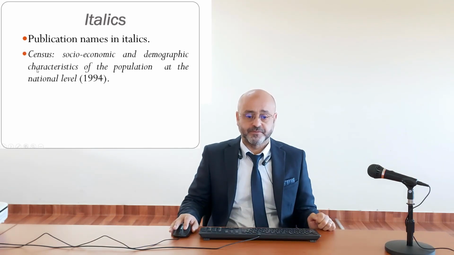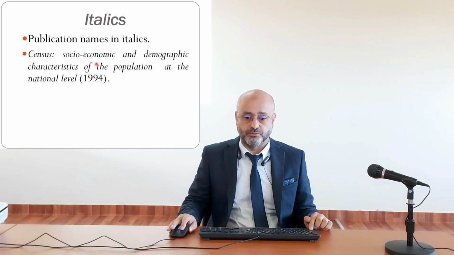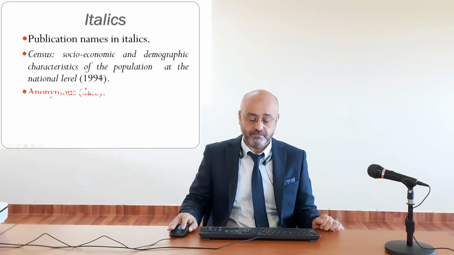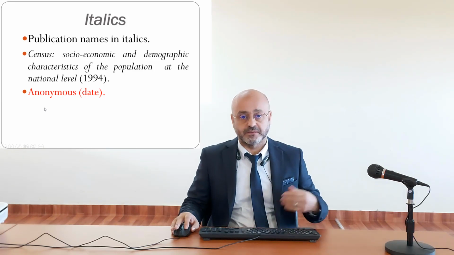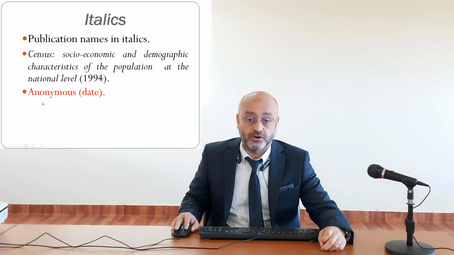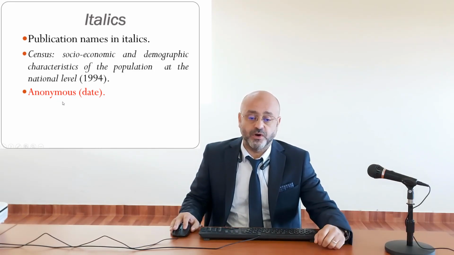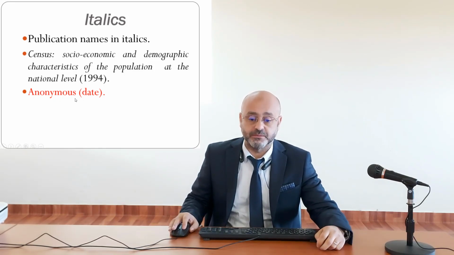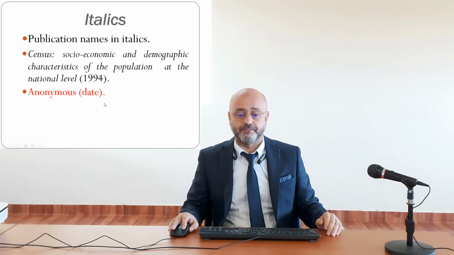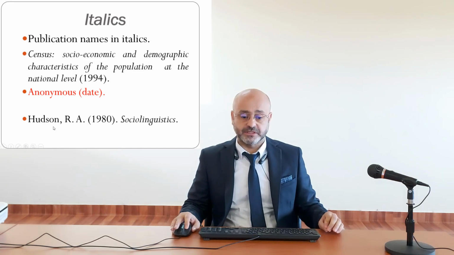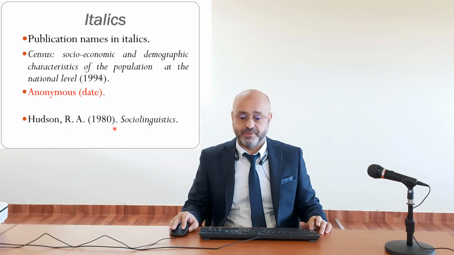Now, here we have an example. You see here that we don't have the name of an author, and I have started with the title of the book. The title of the book is italicized, followed by the date of publication between parentheses. Now, according to a recent update of the APA style in 2019, in the case where the author is unknown, you can start with the word Anonymous and then followed by the date of publication. We have here another reference, Hudson, R.A., the date of publication between parentheses, and here the title, Sociolinguistics, as you can see, is italicized.